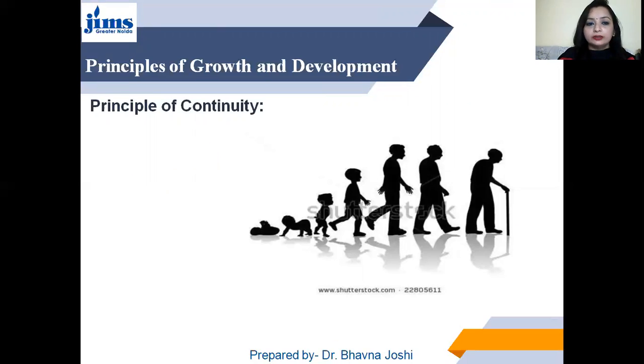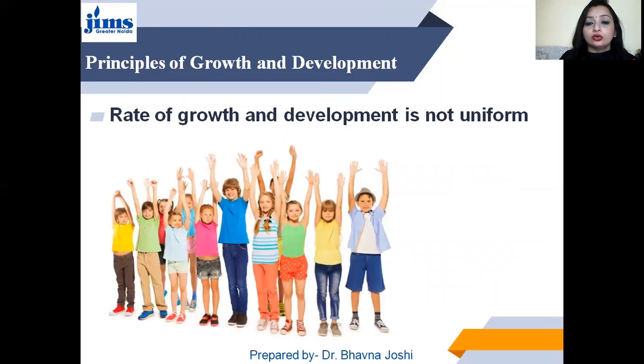So, the third principle is that the rate of growth and development is not uniform. Development occurs at different rates for different parts of the body. Different aspects of physical and mental traits develop at their own rate and reach maturity at different times. In some areas, body growth may be rapid, while in other areas, it may be slow.